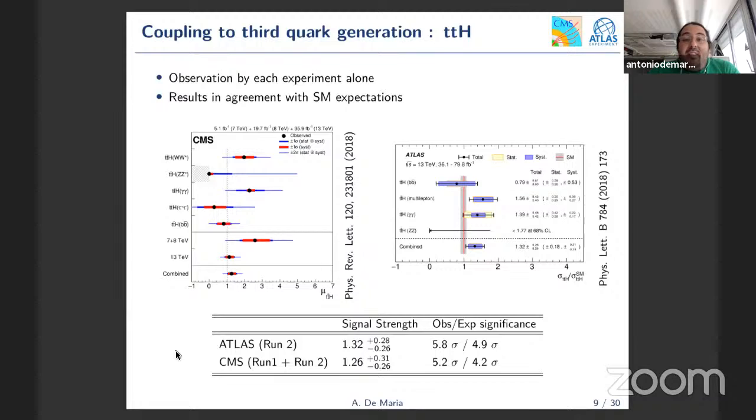But of course, the results are in good agreement with the standard model expectation, and each of the experiments was able to observe the ttH production mode, so the coupling between Higgs and top standalone. And you can see also the results of the signal strength and the observed significance on the bottom part of the slide. So now both experiments are re-performing the measurement with the full Run 2 dataset, and then we will move on to the combination similar to what you see here. So we might expect in the near future to have a similar way of depicting this kind of results, but of course with more up-to-date and precise measurements.